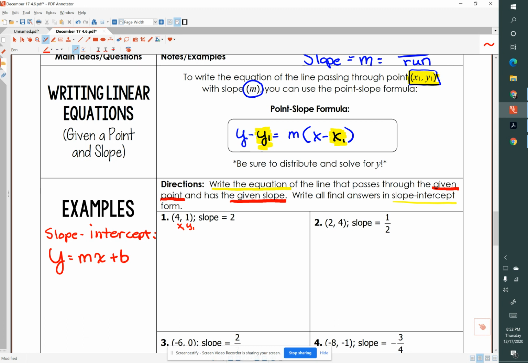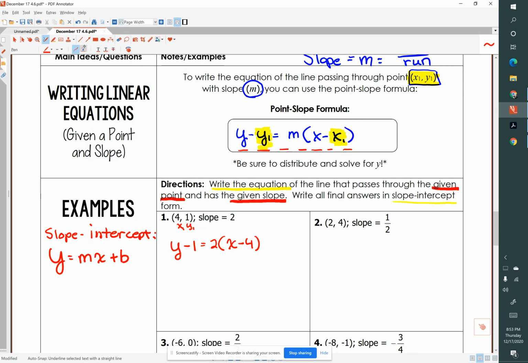So remember, we're working with y minus y sub 1 equals m times the quantity of x minus x sub 1. Be careful of your negatives here. So we start with y minus, and our y sub 1 is 1, positive 1. But we have a minus in the formula, equals our slope, 2, times the quantity of x minus our x sub 1, which is 4.